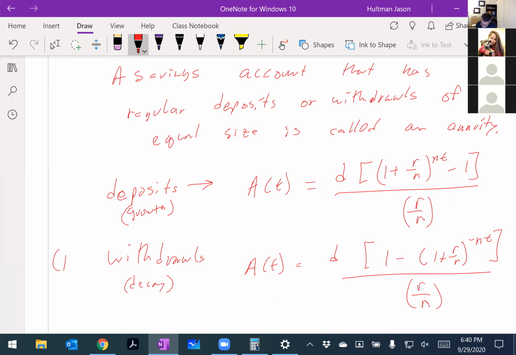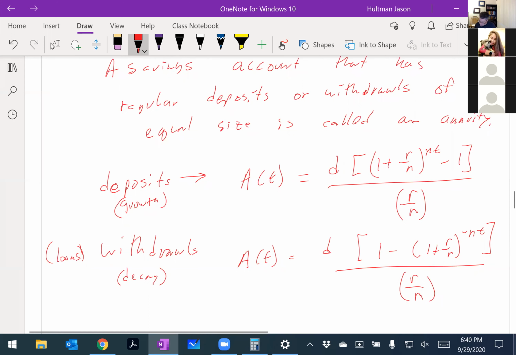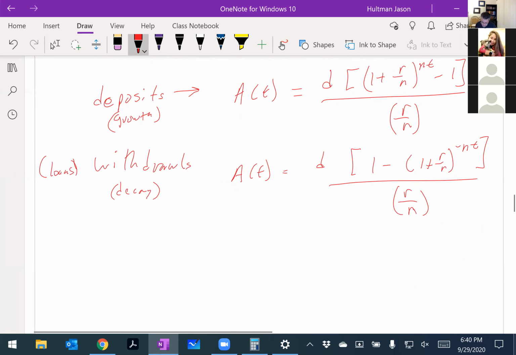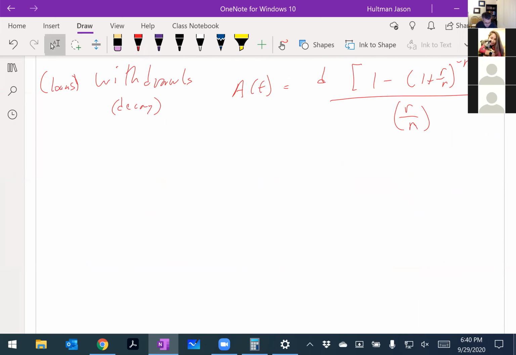This is also for loans, by the way. Loans work as a withdrawal annuity. Why? Because the payment that you're paying a month takes down the balance in your account. That's the balance you owe. So the withdrawal annuity works mathematically the same as a loan, like a car loan. Okay, so let's do one last example here.